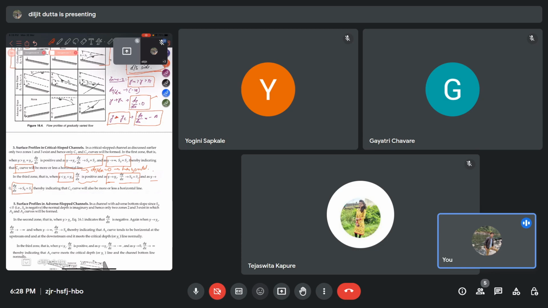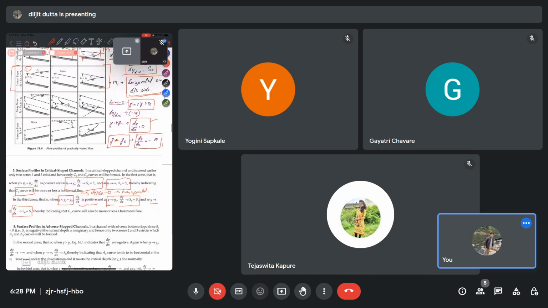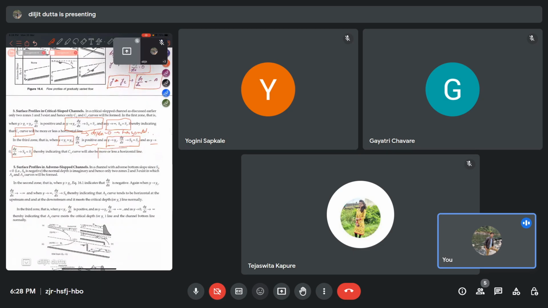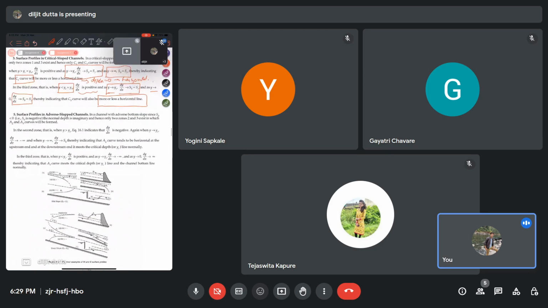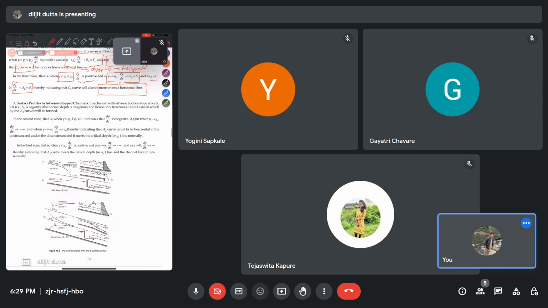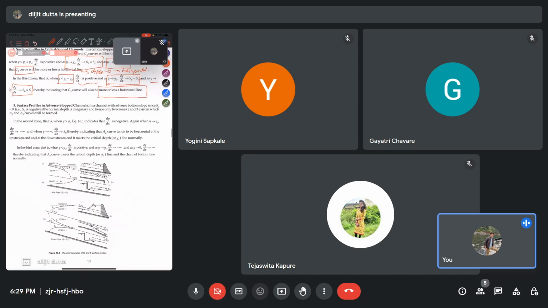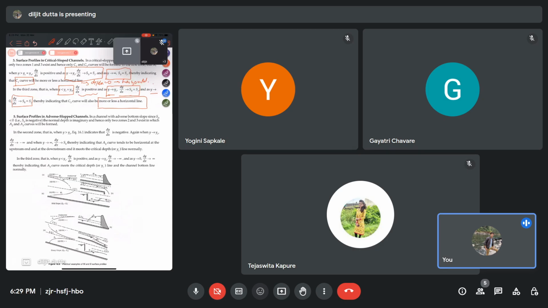So the C3 curve will be more or less a horizontal line, since both upstream and downstream the slope is approximately equal to the bed slope. And lastly, we have the adverse slope. In adverse slope, the depth of the bed slope is increasing along the downstream direction. In that case, there will also be only two zones.